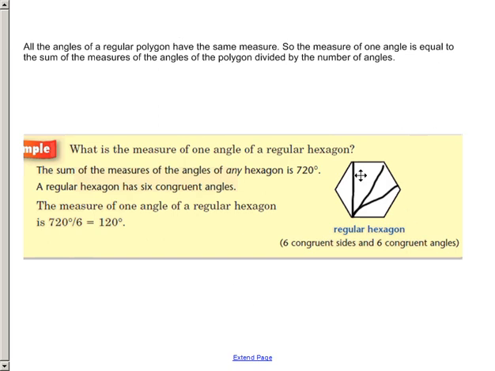So we know that the measures of the angles is 720. A regular hexagon has 6 congruent angles. 6 angles. Congruent meaning same shape and size. So the measure of those angles will be 720 degrees divided by 6 because there are 6 sides, 6 angles. So each of the measures of the angles, of the 6 angles, is 120 degrees.